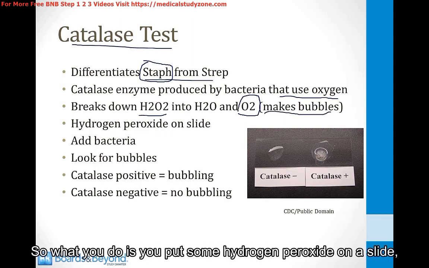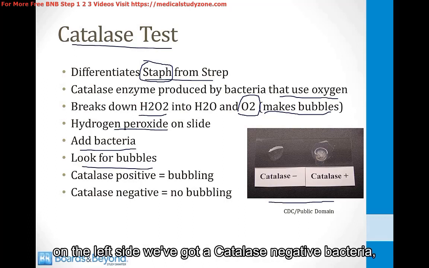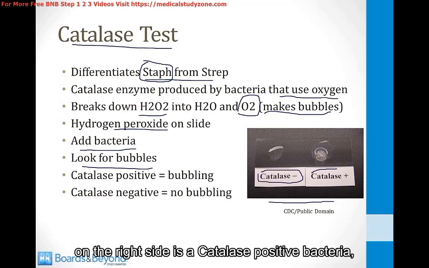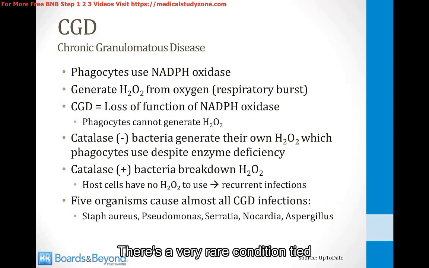So what you do is you put some hydrogen peroxide on a slide and you add some bacteria and you look for bubbles. And there's an example of that over here. On the left side we've got a catalase negative bacteria, so there are no bubbles. On the right side is a catalase positive bacteria, so we do see bubbles. There is a very rare condition tied into the catalase enzyme called chronic granulomatous disease, and this often comes up on the board, so I mention it now to help you keep it fresh in your mind.